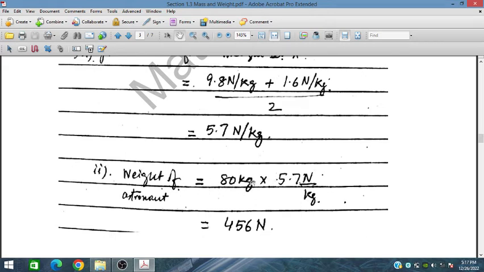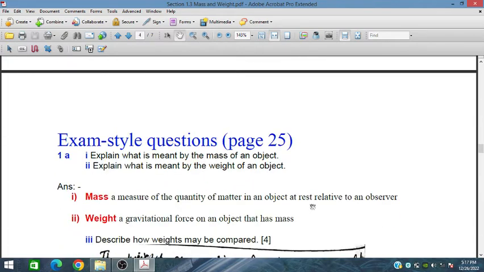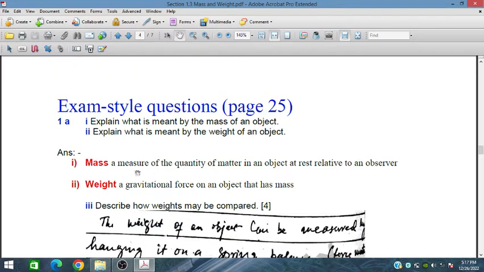So multiply this with the 80 kg, and then we have this kind of weight of the astronaut at that level. So, exam style questions. Explain what is meant by the mass of an object. Mass is a measure of the quantity of matter in an object, relative to an observer at rest. So mass is always measured as the amount of matter at rest position by any observer.